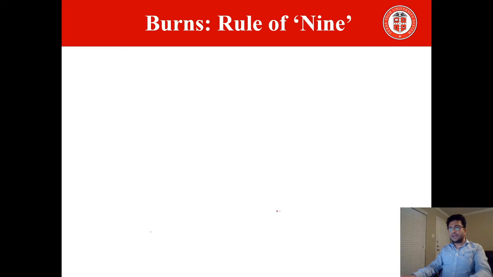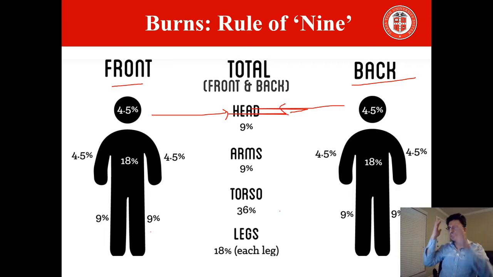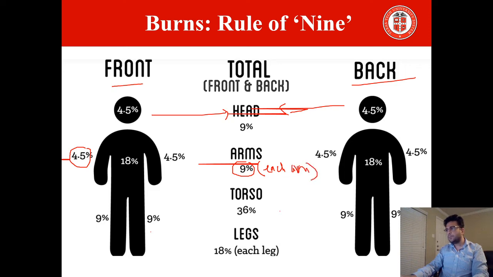So this rule of 9 is about the areas. The front and back of the head each constitute 4.5%. So we have 4.5% front, 4.5% back. So our head totally constitutes 9%. Then if we take each of these limbs into consideration, 4.5% front of upper limb, 4.5% back of upper limb. So one limb constitutes 9%. So it has to be 9% for each arm, or each upper limb to be precise.